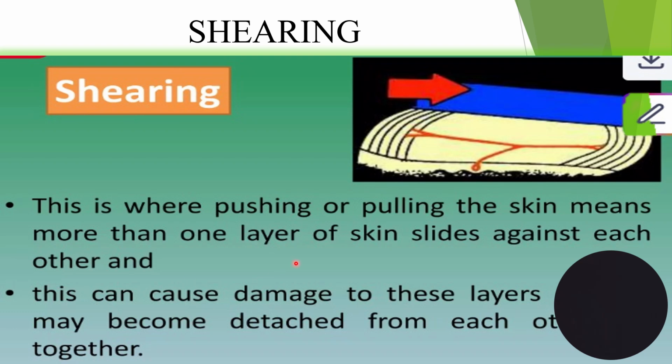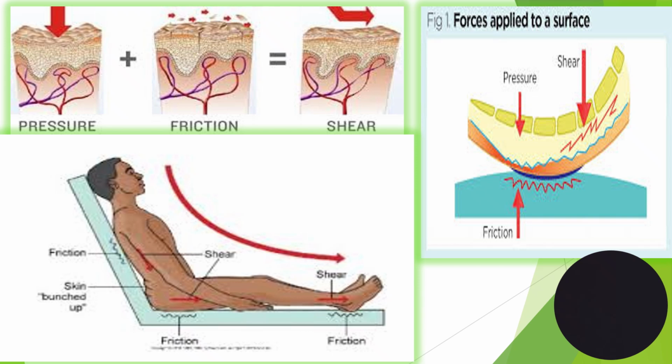Oh, so it is caused as a two. These layers may become detached from each other together. So here, if you come to the shearing, what happened here? You can see this is the shearing. There will be a friction. There is a sliding of the skin. So one or two skins are moved together. There is a pressure. Due to the pressure, there is a friction. Friction leads to the shear.